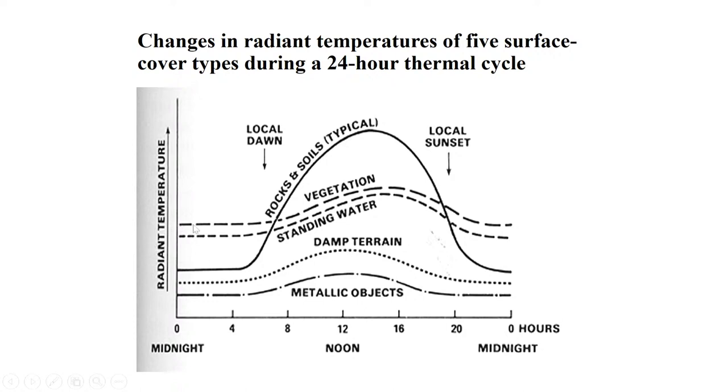Now in vegetation, you can see that the radiant temperature for vegetation and standing water is high, and there is also very little change between daytime and night time. So it is possible that in daytime thermal imagery, the rocks and soil will have a very high radiant temperature in comparison to the vegetation and water, but in the night time, the vegetation and standing water will have a higher radiant temperature in comparison to all the other features.